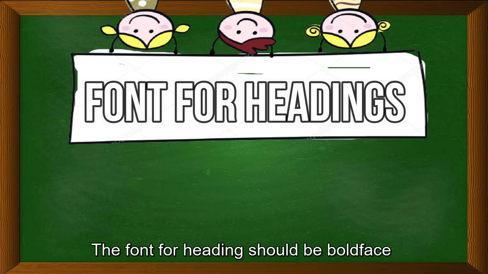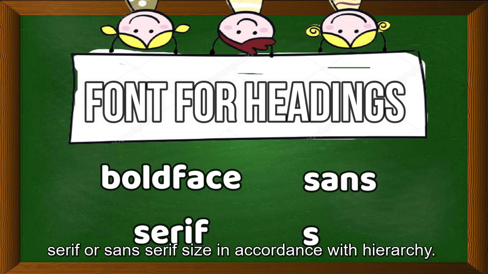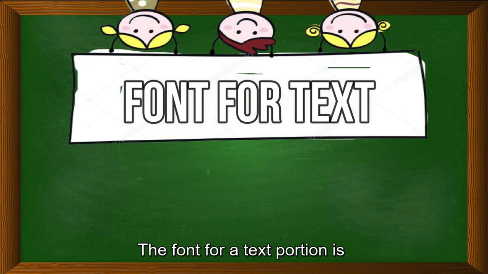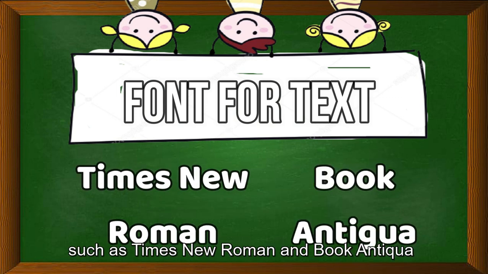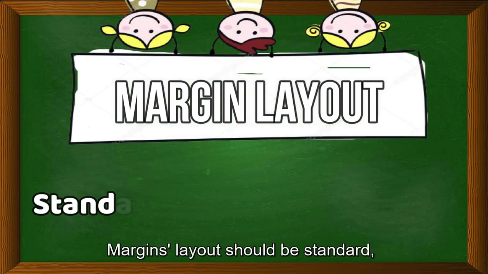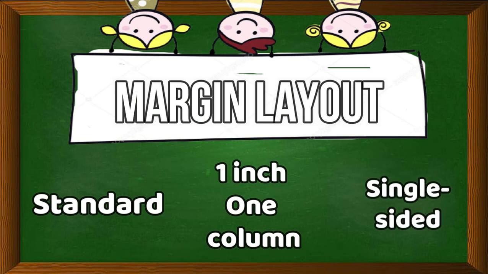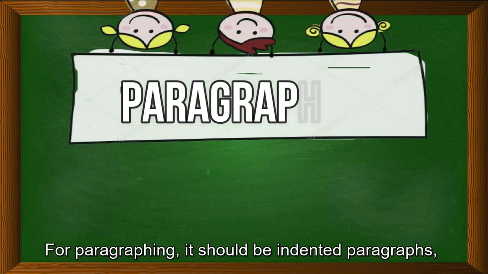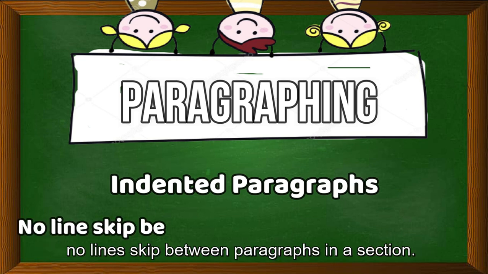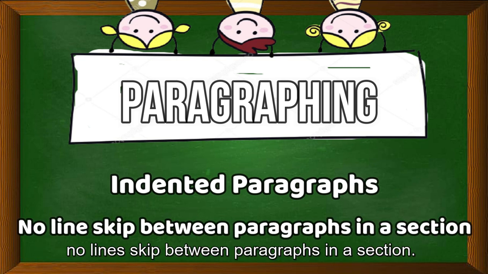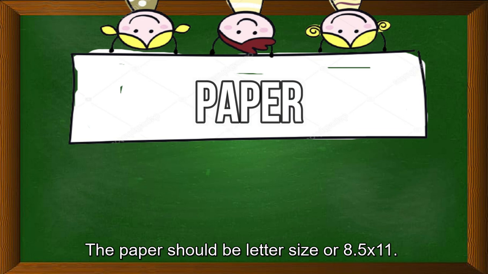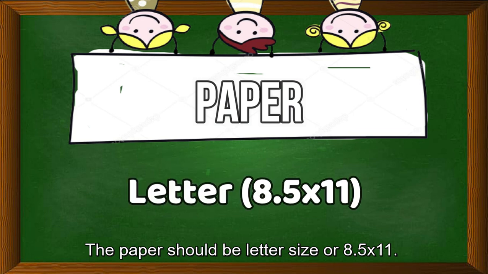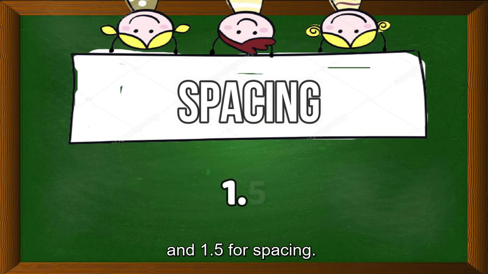The font for headings should be boldface serif or sans serif, sized in accordance with hierarchy. The font for the text portion is 12-point serif, such as Times New Roman or Book Antiqua. Margins should be standard, at least 1 inch, 1 column, single-sided. For paragraphing, it should be indented paragraphs, with no line skip between paragraphs in a section. Page number should be at the bottom, centered. The paper should be letter size, or 8.5 by 11, with 1.5 spacing.